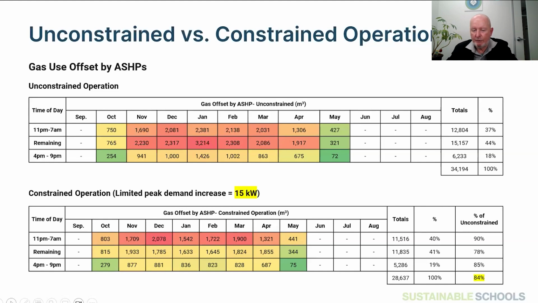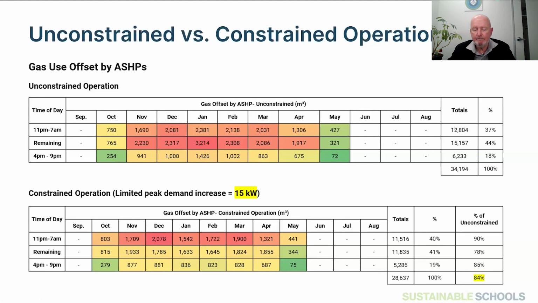If we look at the constrained operation where we limit the extra demand to just 15 kilowatts, so if we go above that demand, it slows down or shuts off the air source heat pump, we still get 84% of the emissions, if you see that in the bottom right-hand corner. So you can get most of the gas savings without unduly burdening the electrical grid or adding to your electrical charges. So the good news is most of the gas we can eliminate running it more economically.